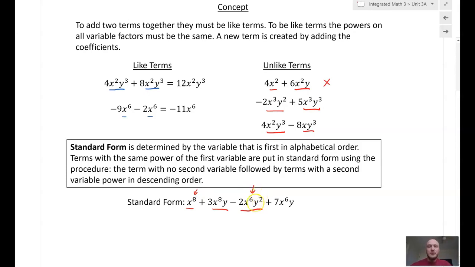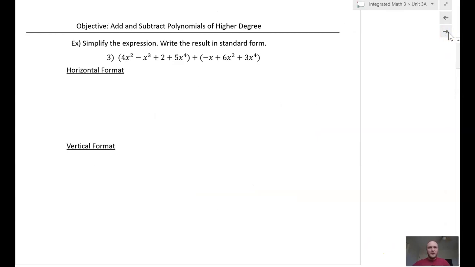Then notice I have x to the 6th y squared, and after that is going to come my x to the 6th y to the first term. So that's the standard form that we'll be using in these problems. All right, so let's simplify this expression and write the result in standard form.